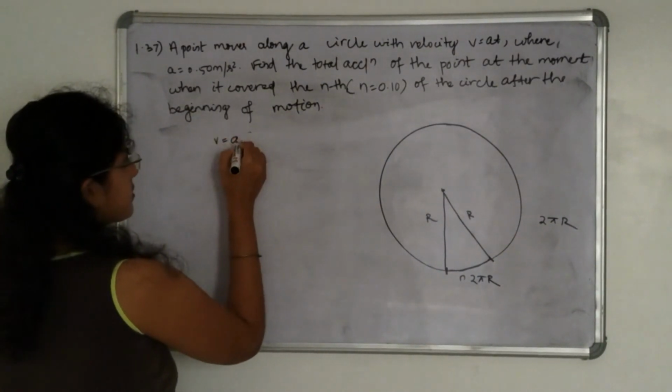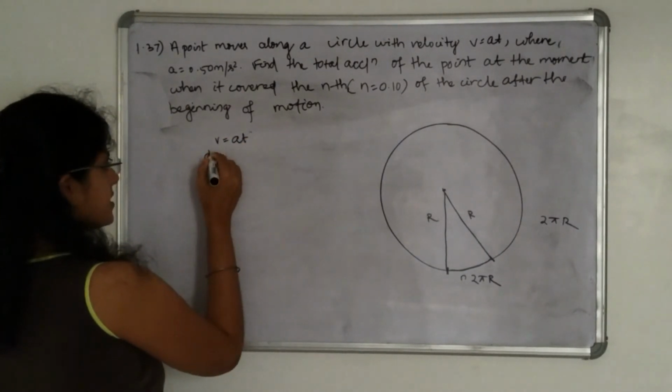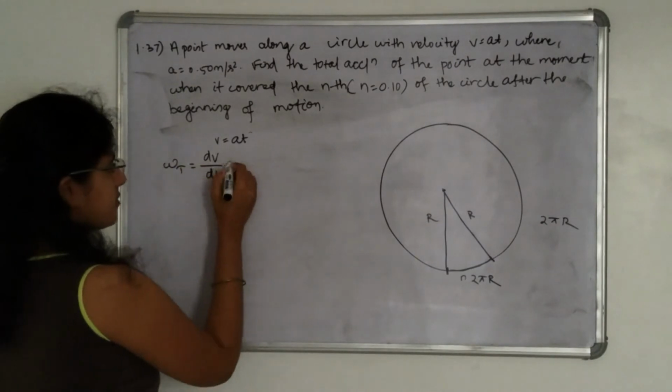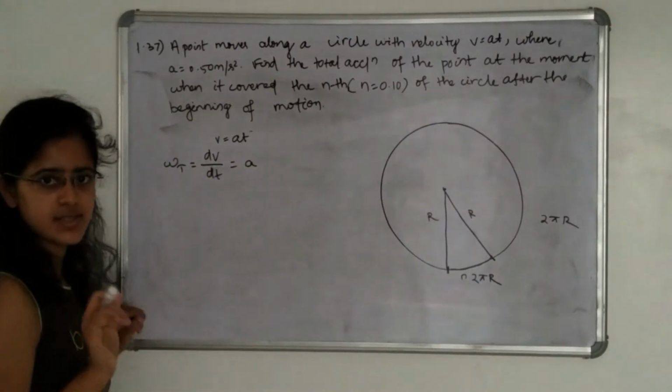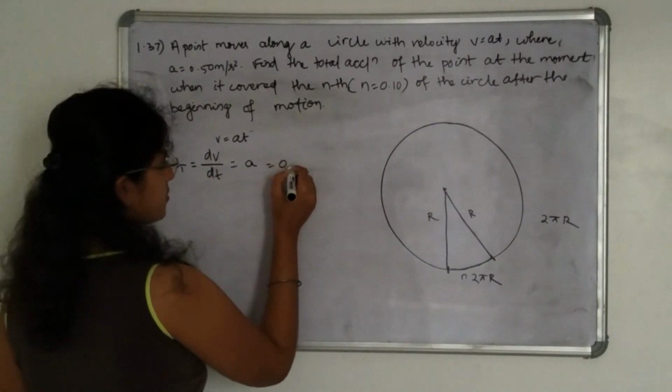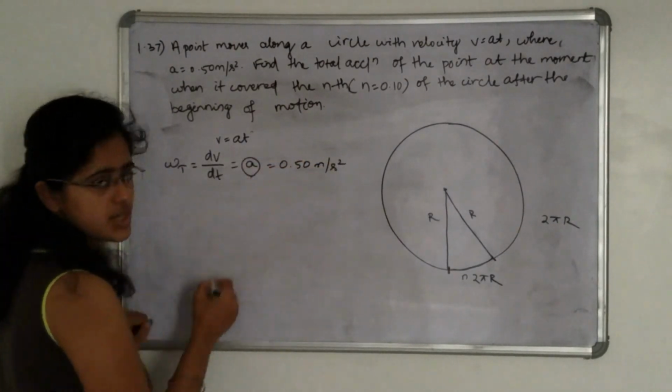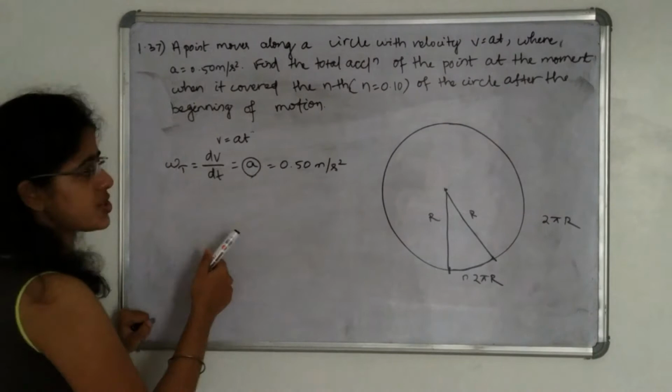It is given. How can we find the tangential acceleration? Simply by differentiating it with respect to time. So this will be constant, that is a, 0.50 meter per second square. This is constant. It is given in the question.